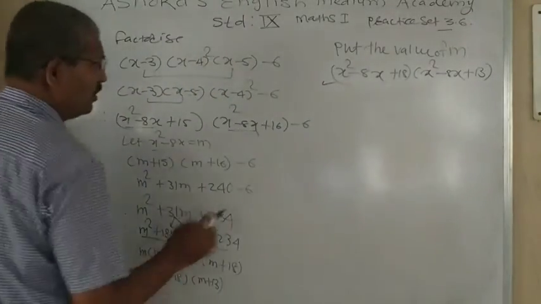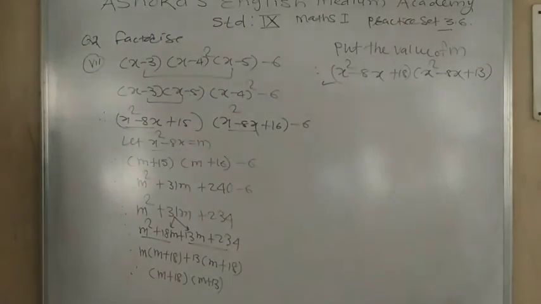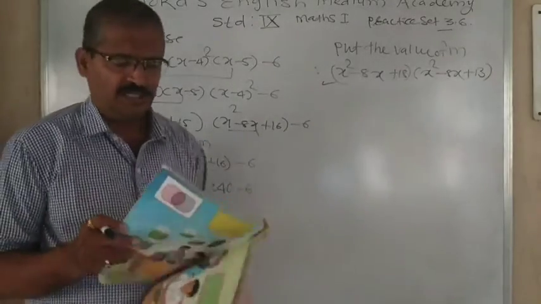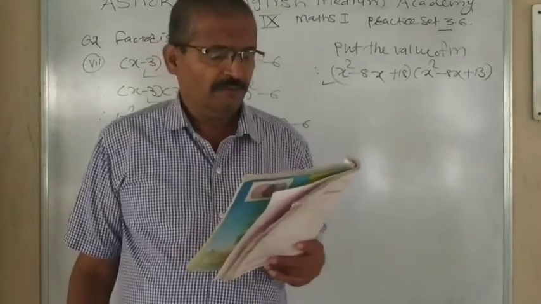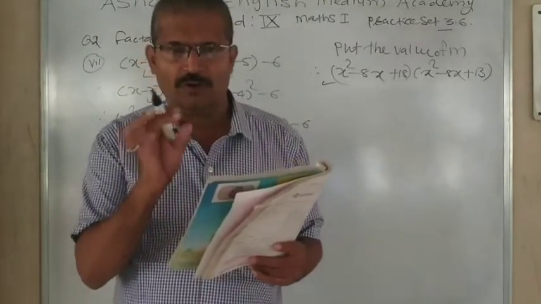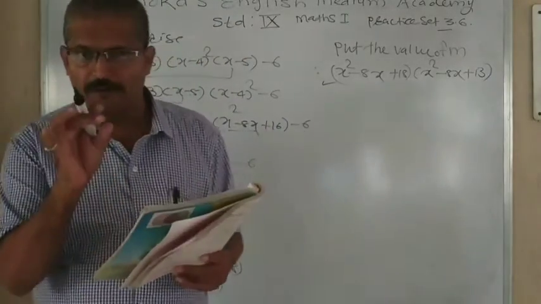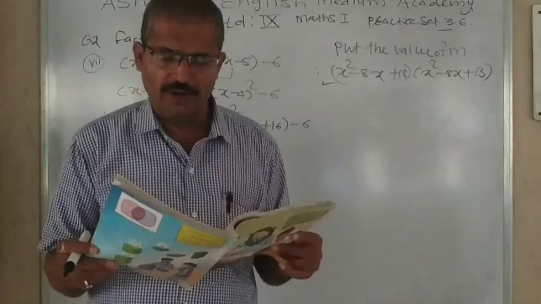So by this way, students, I have completed this exercise 3.6. Some questions are given to you. For example, question number 5th, 6th and even 4th question is given to you for your practice. Without practice you can't solve, and that's why that is given as homework.